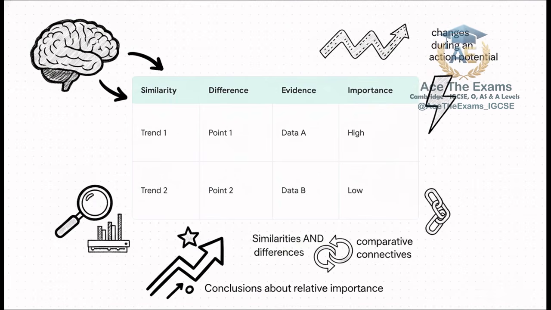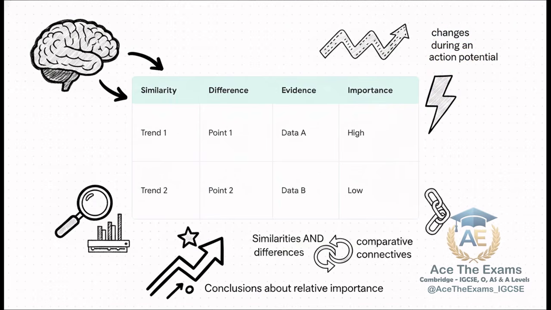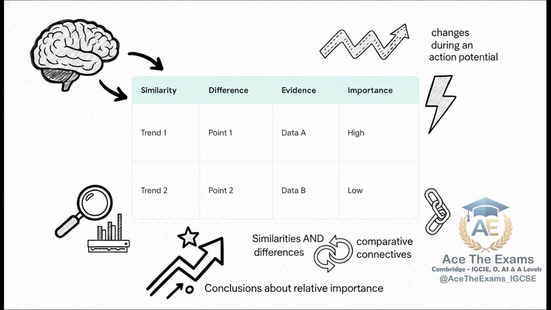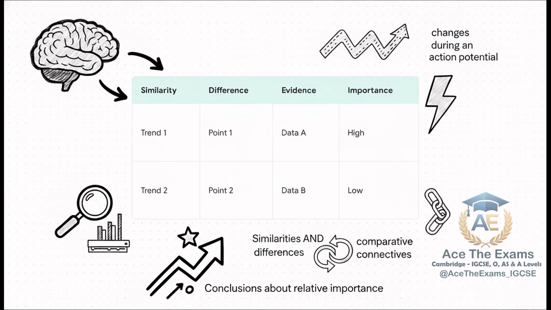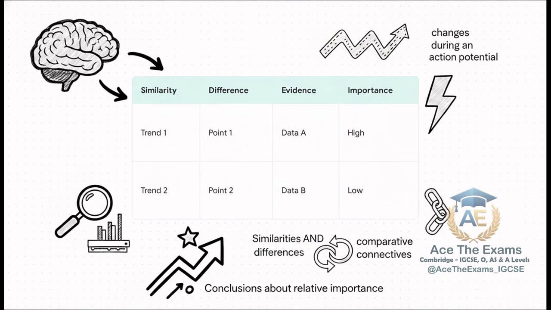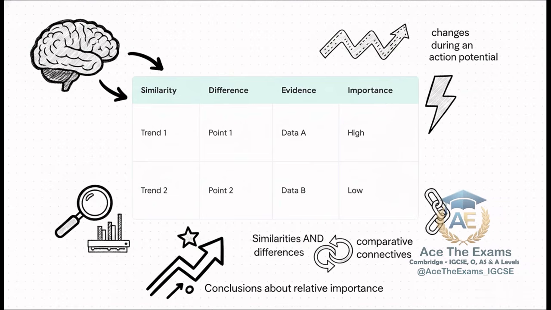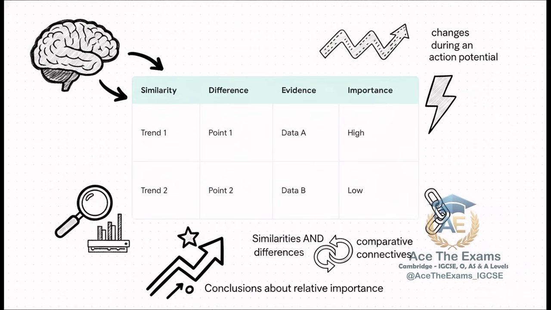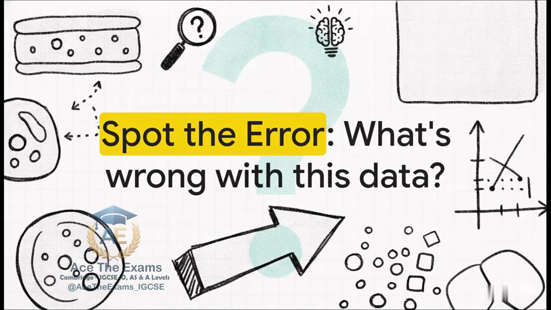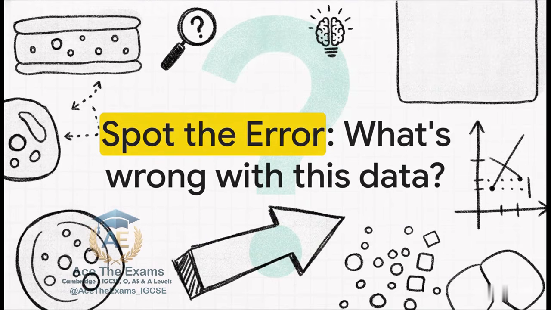Top-scoring comparative analysis demands identifying similarities and differences. You have to use comparative connectives, support every single point with evidence directly from the graph or data table, and finally, draw conclusions about their relative importance. If you only list similarities, like, say, both cells depolarize, or you forget to include the evidence, your marks are automatically capped.